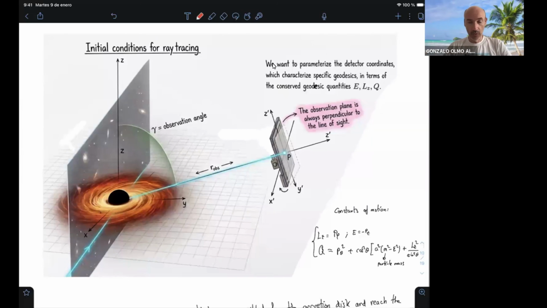So now we are going to analyze the initial conditions, okay, and how to relate the pixels of the detector with the conserved quantities of the differential equations. In particular, we want to relate the pixels of the detector with these constants of the motion, okay, the energy, the azimuthal angular momentum, and the Carter constant. Okay, so that's the plan for today.